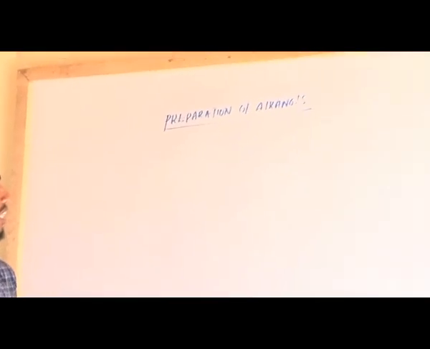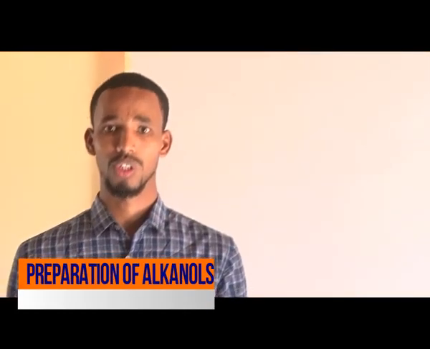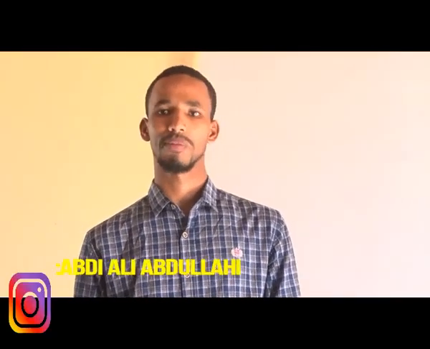Today's lesson is about preparation of alkanols. In our previous lesson, we saw what an alkanol is, the general formula, which we said is CnH2n+1OH. We have also learned how we can name certain alkanols by replacing the E of the corresponding alkane with the suffix ol. For instance, if we have methane, the E is replaced with ol, and it becomes methanol.